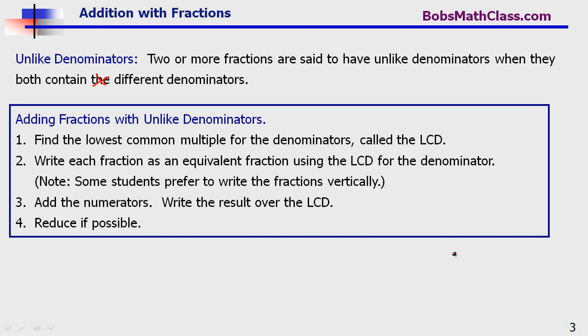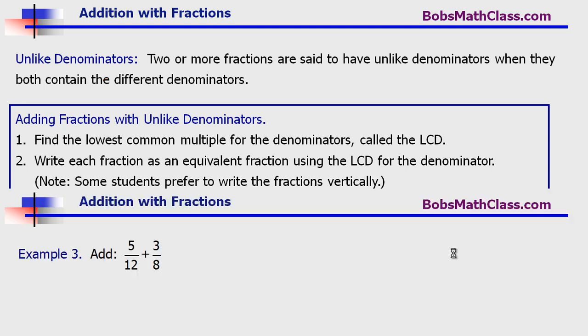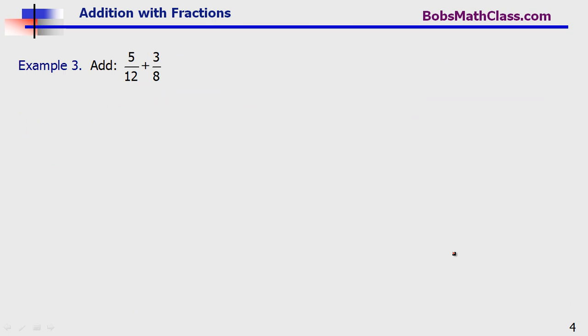Okay, let's do a problem. Add 5/12 plus 3/8. So notice that the denominators are different. They are unlike. So our first step is find the LCD.